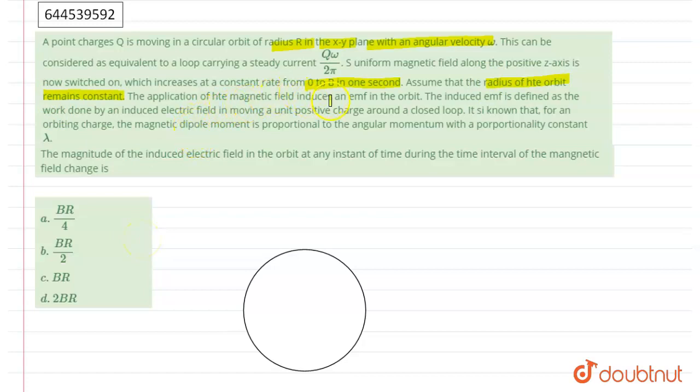The application of the magnetic field induces an EMF in the orbit, and the induced EMF is defined as the work done by the induced electric field in moving a unit positive charge around a closed loop. So when the magnetic field changes, there is an induced EMF in that loop, and due to it the induced electric field will do work in moving a positive charge. For the orbiting charge, the magnetic dipole moment is proportional to angular momentum with proportionality constant lambda.